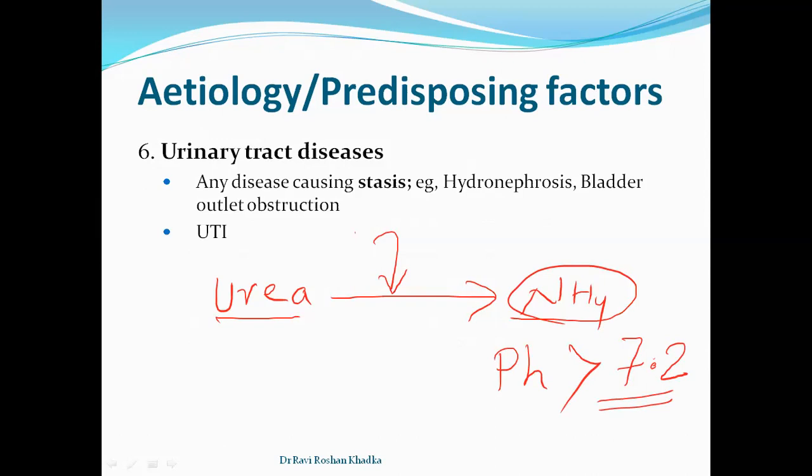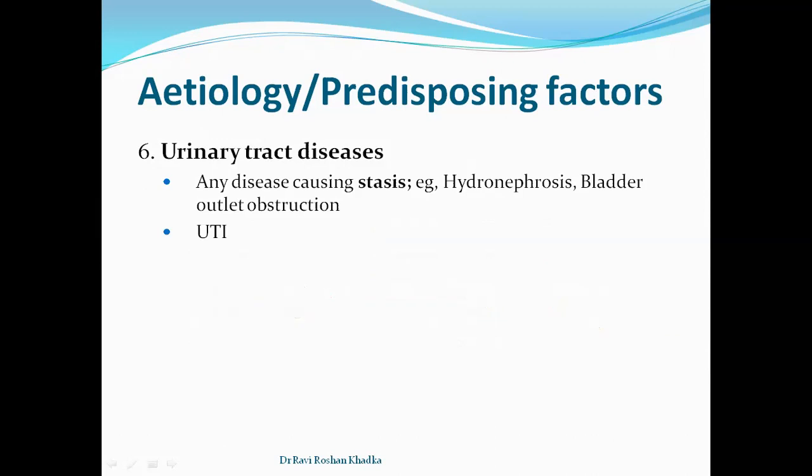Similarly, one more thing I have to tell you is that UTI can cause stone, and vice versa is also true. The stone can cause UTI as well. That's why urine culture is very important, because UTI may cause stone, so we can identify the Proteus or other urea splitting bacteria and manage accordingly. Or the stone disease can be associated with UTI. So these things are very important.